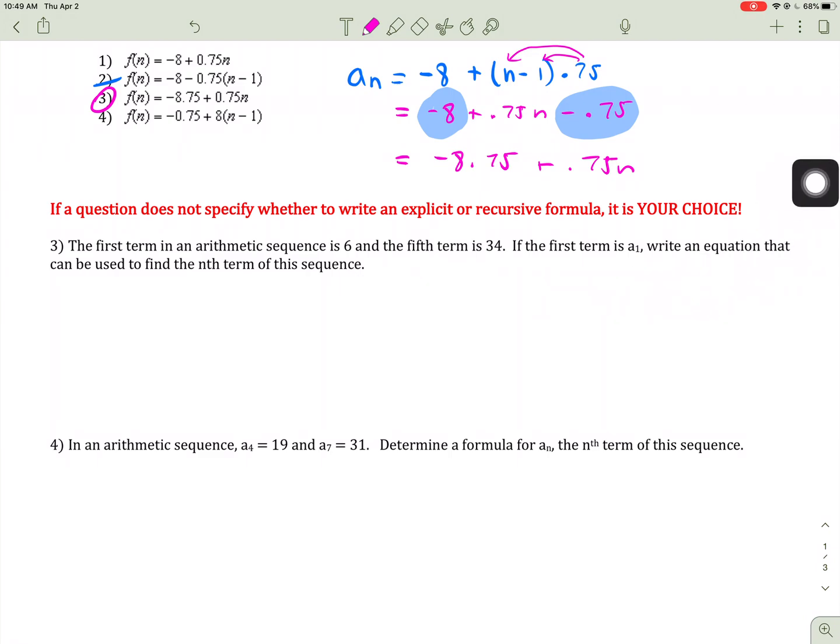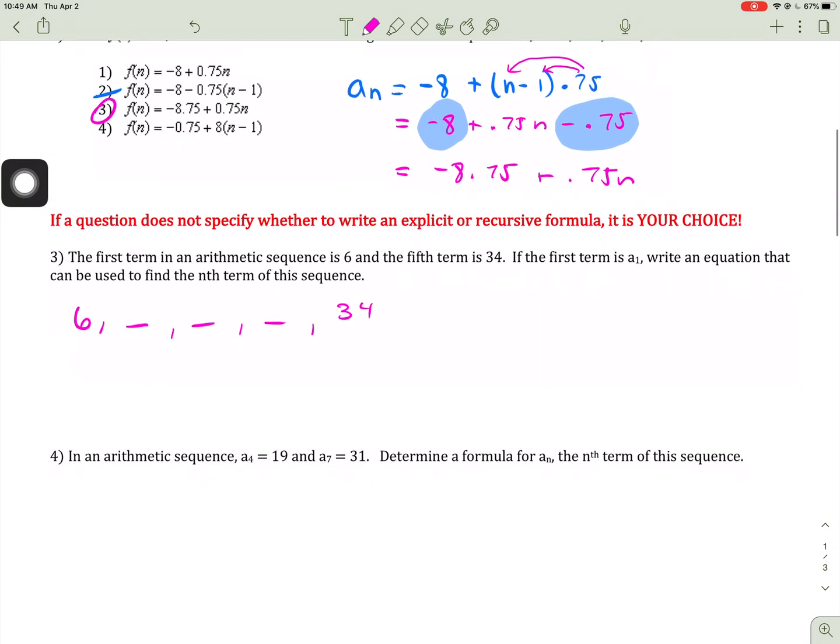Now, I kind of like to map these out when I get this, so I'll do something like this. 6, 2, 3, 4, 34. So what are we adding here? Well, let's see. The difference between 6 and 34, what is that? 34 minus 6 is 28.